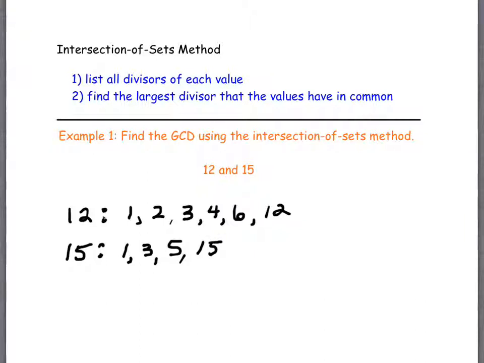Good. And then we look at these lists and we say the biggest number they have in common is 3. So the GCD is 3. It is the greatest divisor. This is intersection of sets. This works pretty well if the numbers are small, or if they don't have a lot of divisors, right? But if we had done a larger number or a number that had lots and lots of divisors, this would be kind of tedious.